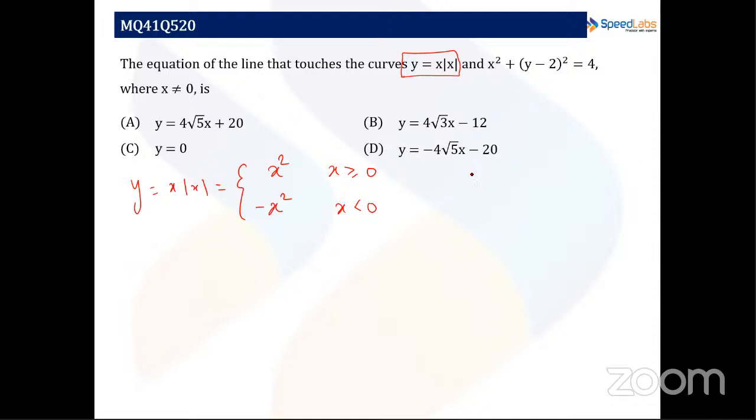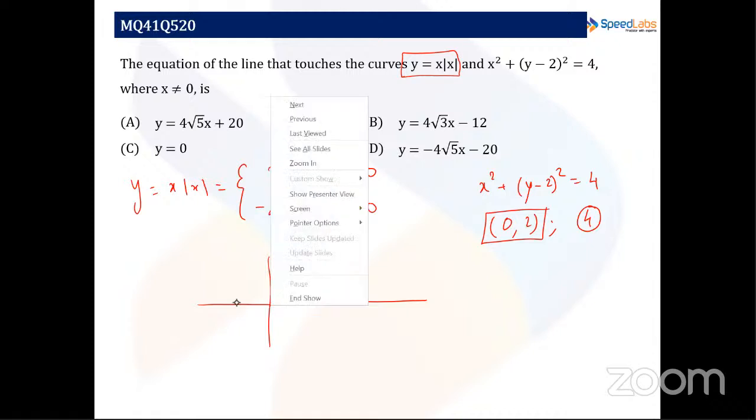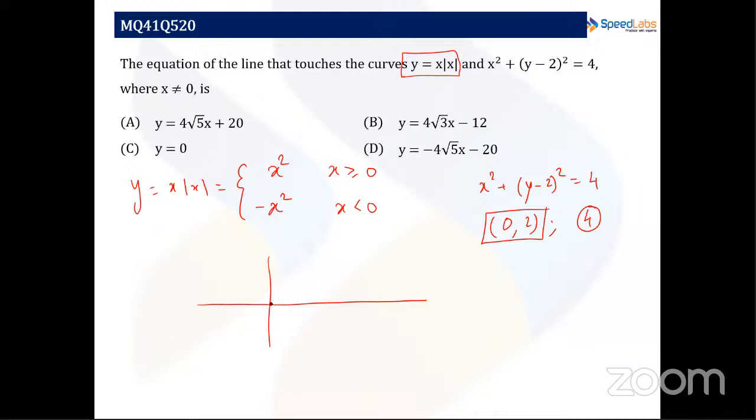The other curve is a circle x square plus y minus 2 whole square equals to 4, whose center is 0 comma 2 and radius is 2. We can clearly see these two curves are passing through origin. When x is greater than 0, so it is the curve, and for x less than 0, this is the curve.